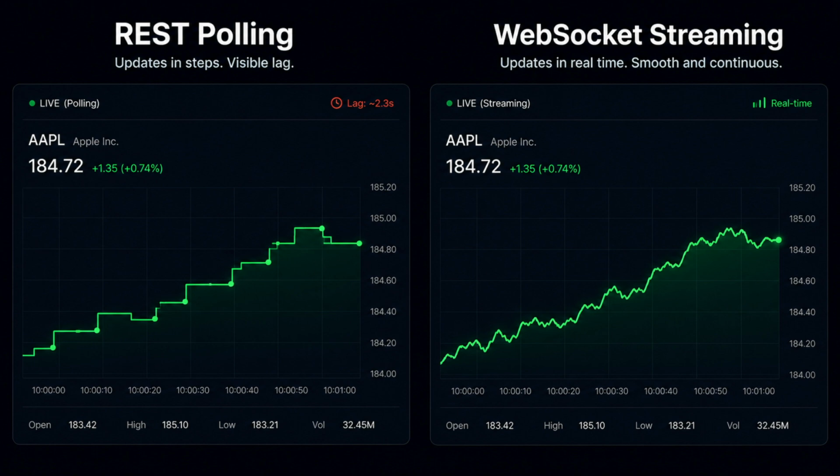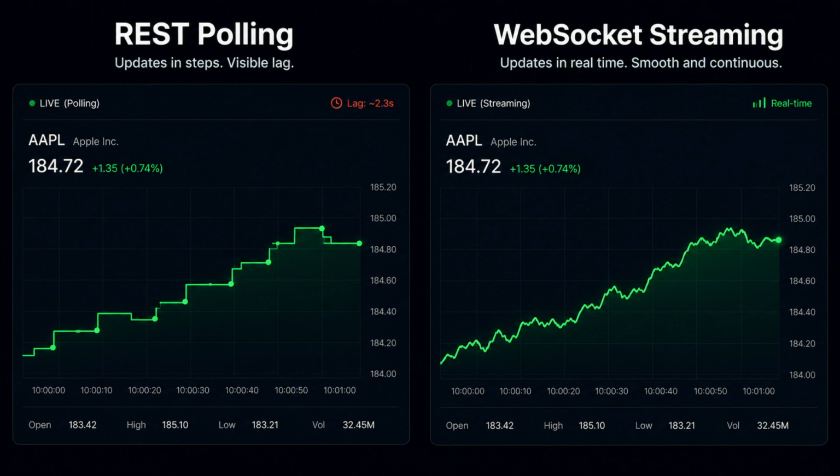Data is being pushed to your screen the moment it exists, not the moment your app remembered to ask for it. When a platform relies on REST polling for live prices, and some still do, the experience is fundamentally different even if the underlying data is identical. Prices appear to update in steps.